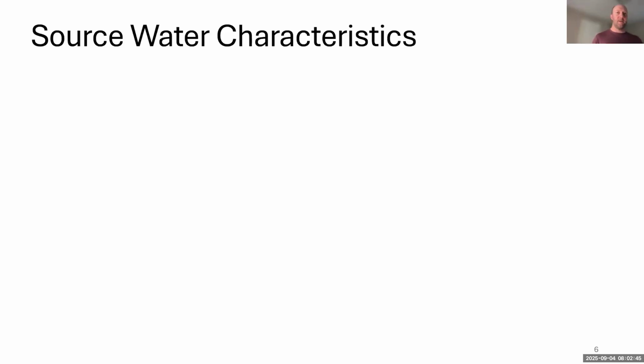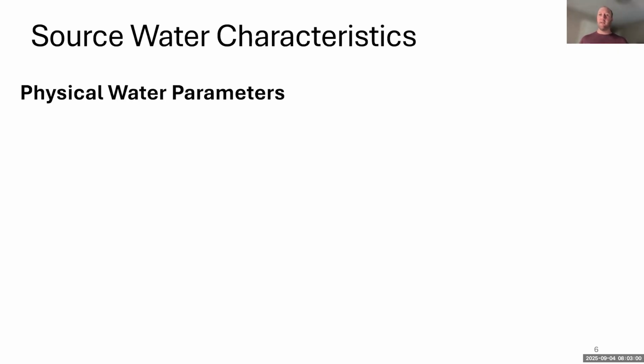Before I talk too much about different places where we're going to find water, like surface water and groundwater, I just want to talk about water characteristics in general. We can think about these in three different ways: physical water parameters, chemical water parameters, and biological water parameters. There's more than just what I'm talking about today, but I'm going to cover the ones that are important for drinking water concepts. First, I'm going to start with the physical water parameters.